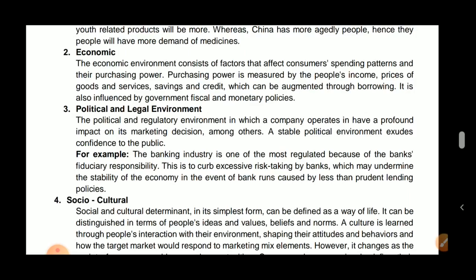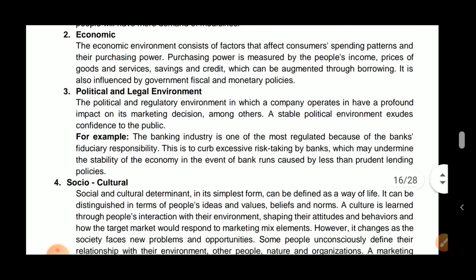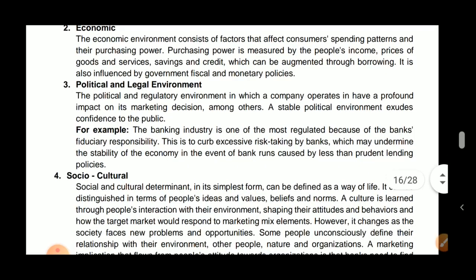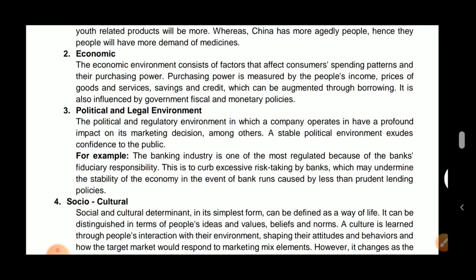This is to curb the excessive risk taking by the banks, which may undermine the stability of our economy in an event of bank run caused by the less than prudent lending policies. Now, what they're trying to say here is that when the RBI has strict norms over the lending of money or a loan to the common public, this will somewhere affect the marketing decisions of the company.